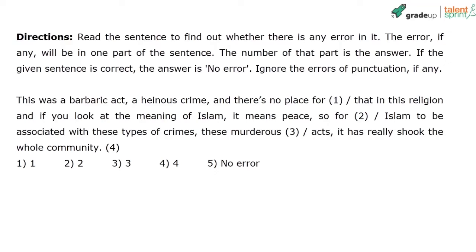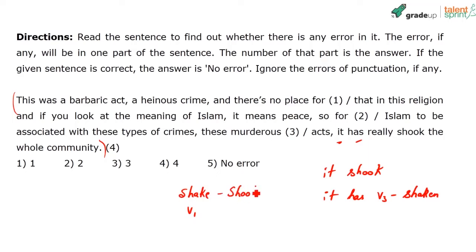So as soon as you read the context, right, one of your clues should be, there is relevance, right? The general tense in the context is what? And if you look at it, some of us have also come back and said no error. I want you to pay attention to part 4. It shook, it has, I need the verb 3. What's the verb 3? Shaken, right? Shake, verb 1, shook, verb 2, shaken, verb 3. But it has relevance to the present also, right? It has really shaken the whole community, not shook.